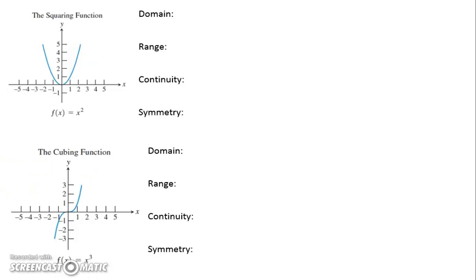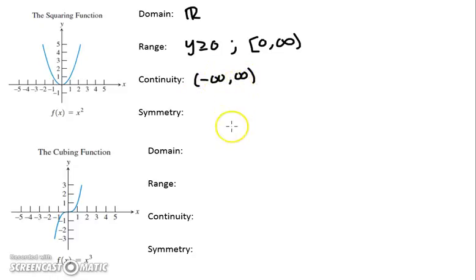The next two that we're going to talk about are the squaring function, so f of x equals x squared, so this is a parabola. Domain, all real numbers. Range is y is greater than or equal to 0, or if you want, we can say 0 to infinity. Continuity is everything from negative infinity to infinity, and it is an even function, so its symmetry is even.